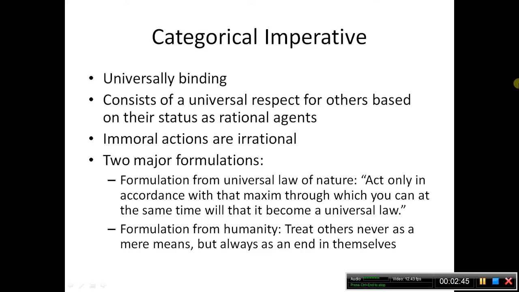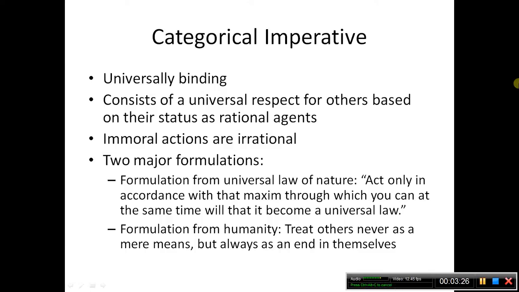So the first formulation, and the formulation that you would go to if you had to tell someone the categorical imperative in a sentence, is the formulation from Universal Laws of Nature. Act only in accordance with that maxim through which you can at the same time will that it become a universal law. So basically what it means for a maxim to be a universal law is that people would do it all the time just as a matter of who they were, or as a matter of being rational agents. So it's sort of like how gravity is just constantly in effect. It would be like that. It's just kind of a natural law.